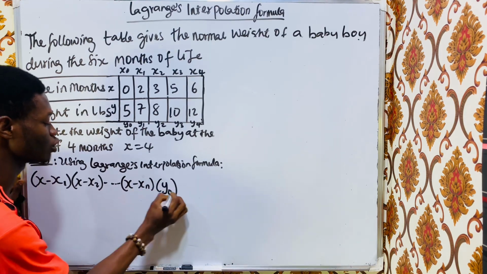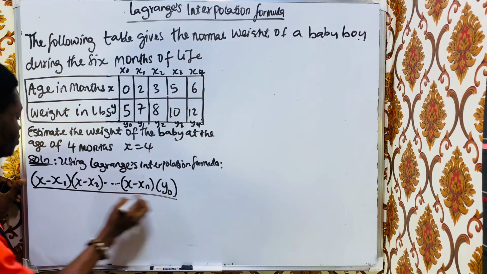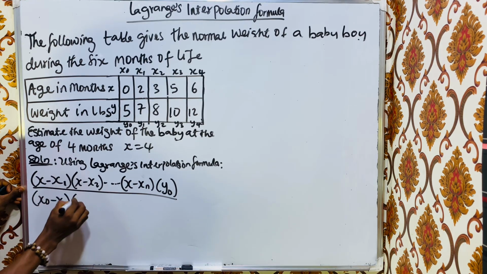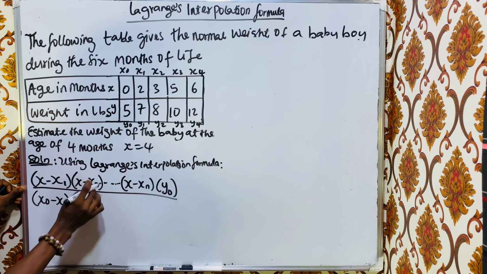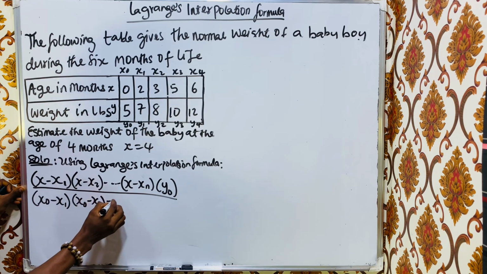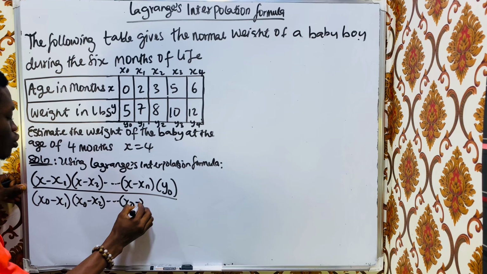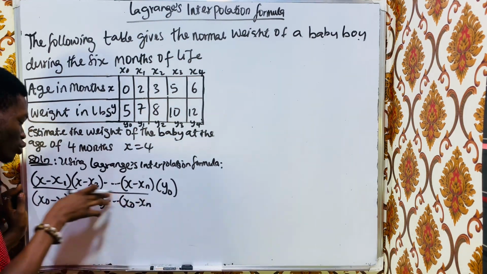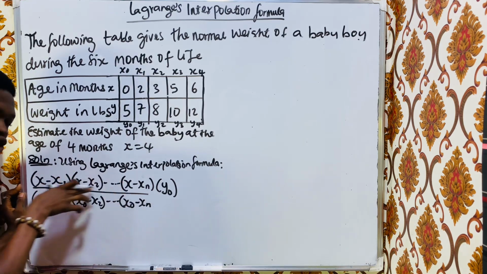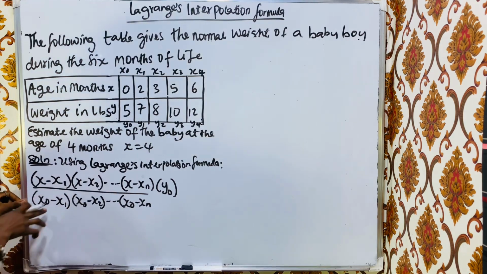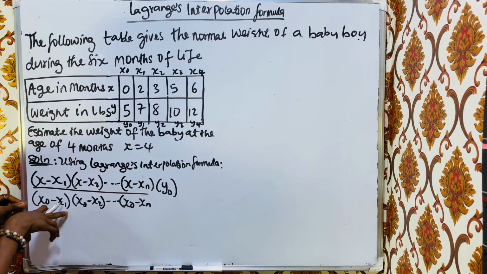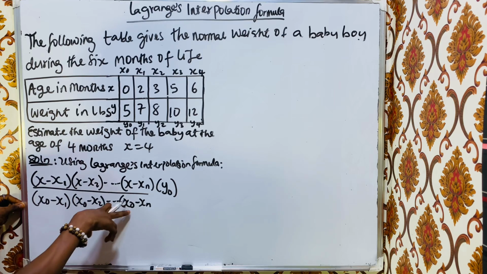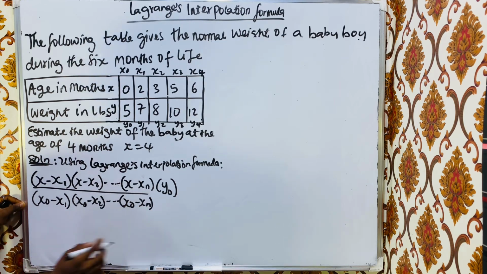Then y naught, all over, x naught minus x1, then x naught minus x2, dot dot dot x naught minus xn. If you notice closely, when we have y naught, we are not going to have anything x naught on this numerator. So that's the rule. In the denominator we use x naught minus x1, then x naught minus x2 like this, then x naught minus xn.